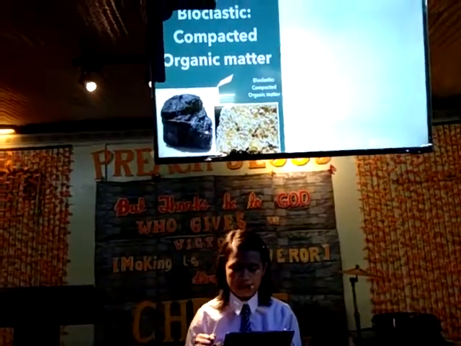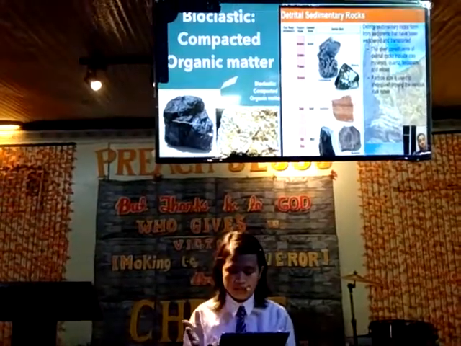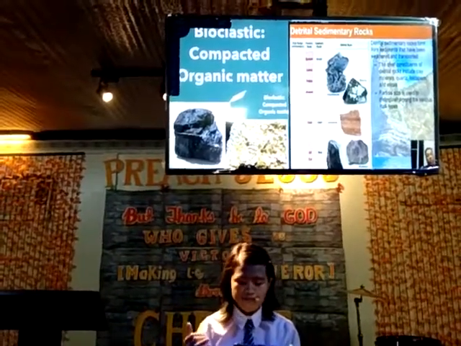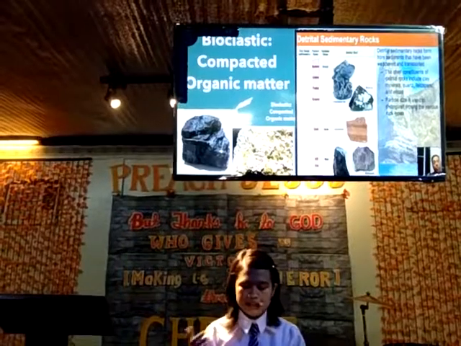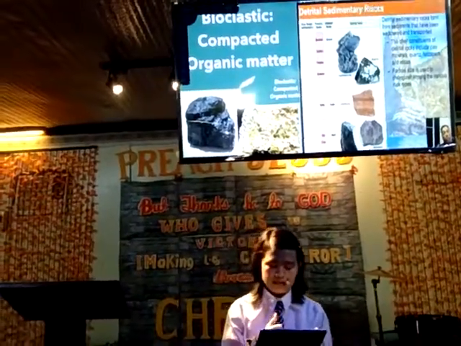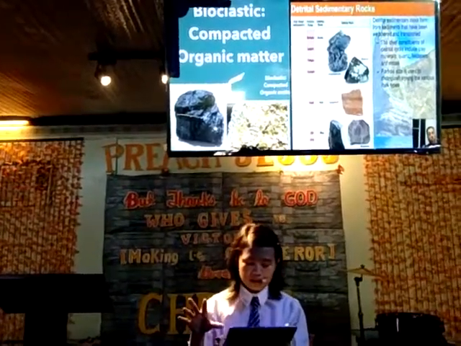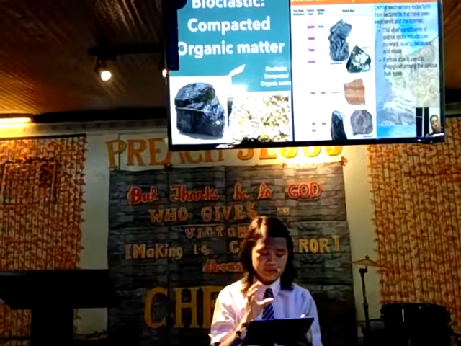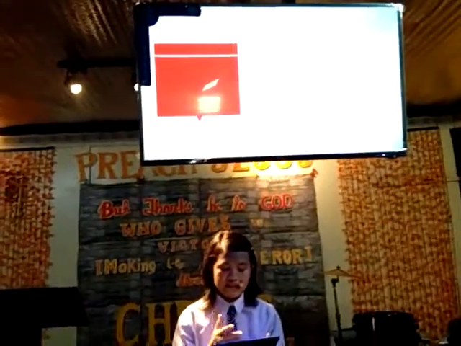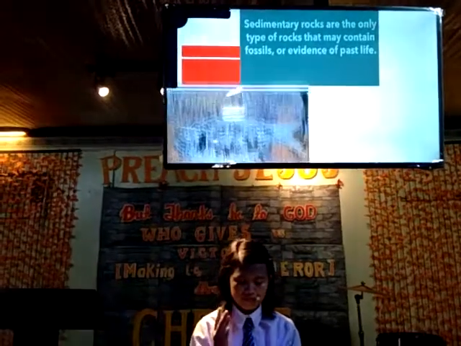Detrital sedimentary rocks form from sediments that have been weathered and transported. The chief constituents of detrital rocks include clay minerals, quartz, feldspar, and micas. Particle size is used to distinguish among the various rock types. There are a lot of discoveries about these rocks, so we will not go further into that. We will just talk about sedimentary rocks, which are the only type of rocks that may contain fossils or evidence of past life.